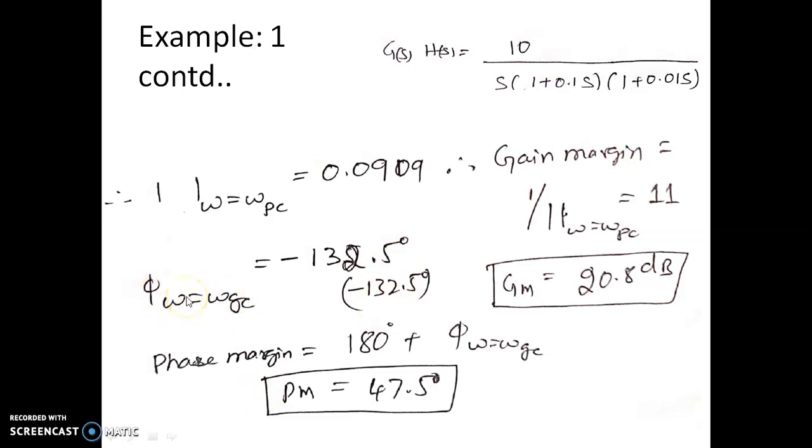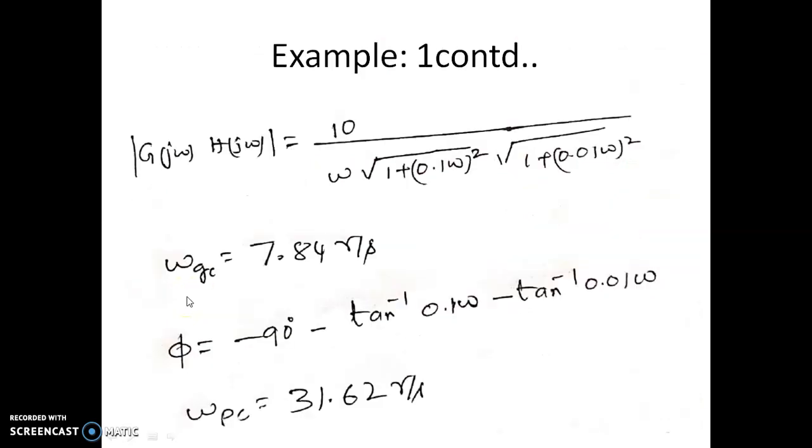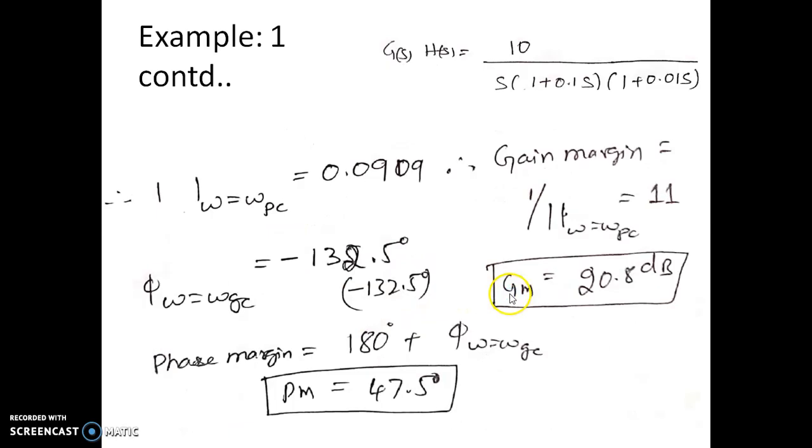In the phase equation, we substitute omega as the omega gc value. We get a phase of minus 132.5 degrees. The phase margin is now 180 degrees plus the phase at the gain crossover frequency, which happens to be 47.5 degrees. So the gain margin is 20.8 dB and the phase margin is 47.5 degrees. The system is stable. We will look at the 20-sim simulator for this example.